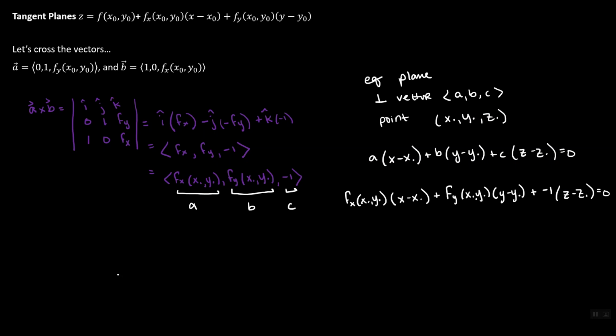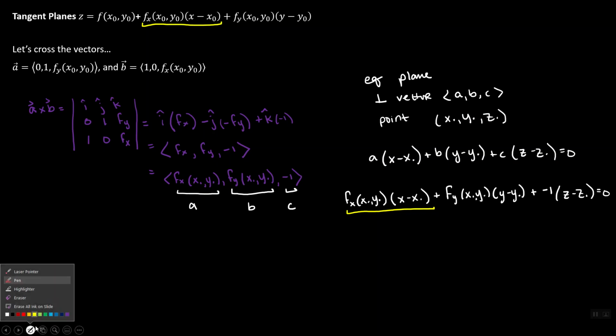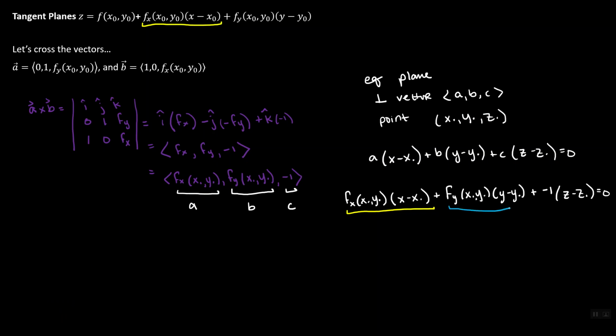And then let's go back and compare it to everything that we have in the equation of the plane at the top of the screen. So I see the f partial with respect to x evaluated at our point multiplied by the change in x. That matches exactly what we have right here. Awesome. And let's match up anything else. How about the f partial with respect to y times the change in y? That matches up right here. Perfect.